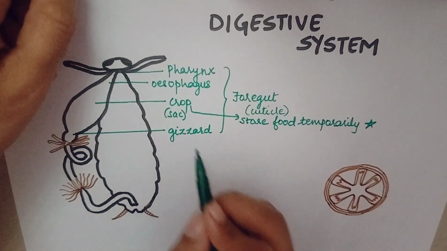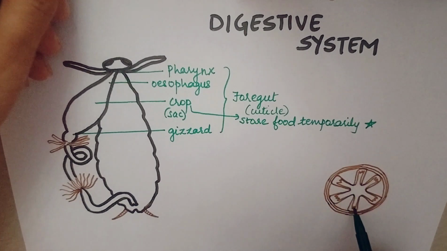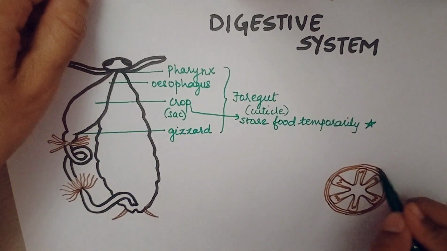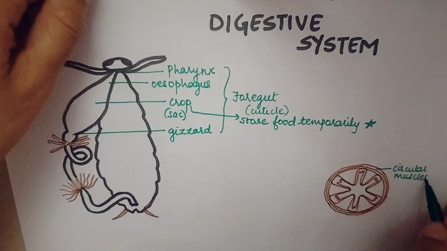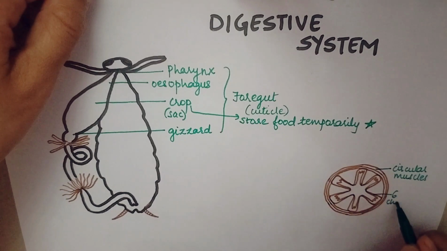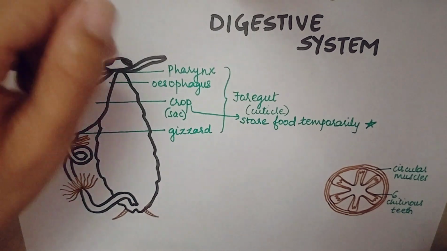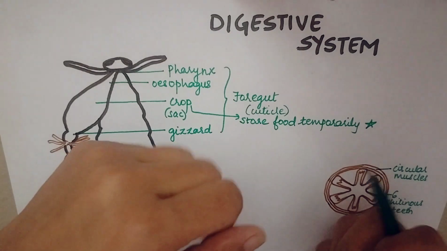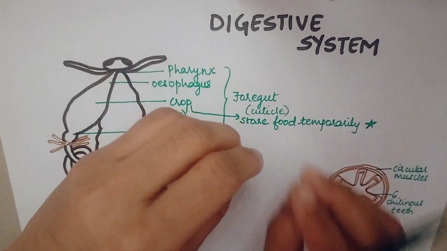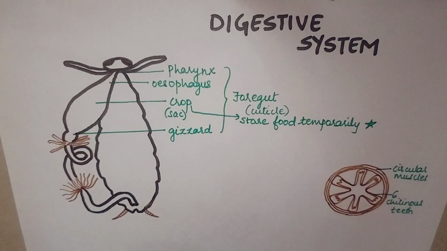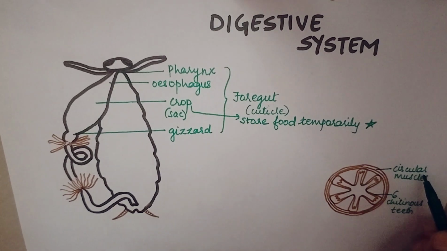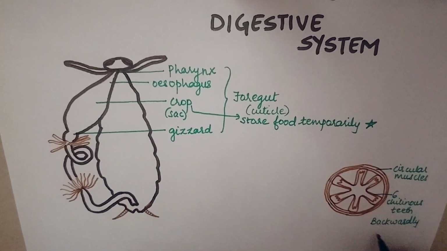See this diagram over here, this is a cross section of the gizzard. The gizzard has circular muscles. It has 6 chitinous teeth and backwardly directed bristles. These bristles do nothing but filtration of the food. The bristles filter the food and the chitinous teeth crush the food.